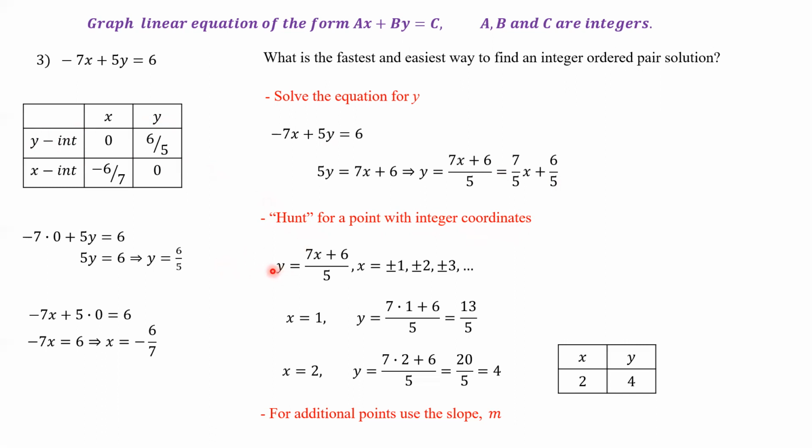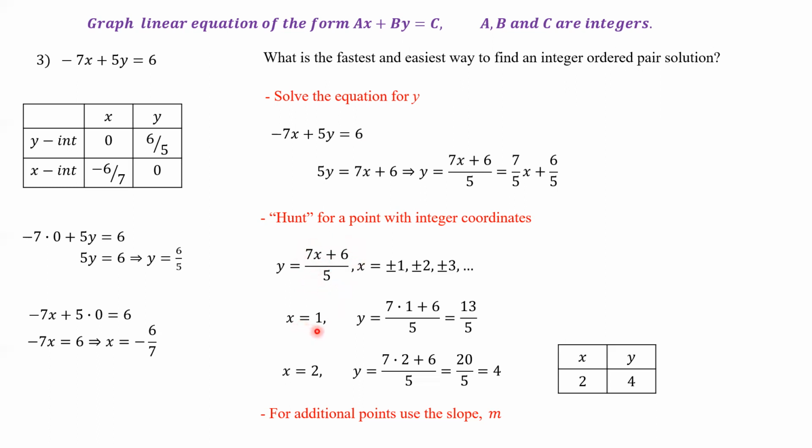For the hunt, I'm going to use this form of my equation. In this form, I'm going to plug in different integer values of x, plus or minus 1, plus or minus 2, plus or minus 3, until I find a number that would turn my numerator into a number divisible by my denominator. In my denominator, I have 5, so I want my numerator to be divisible by 5.